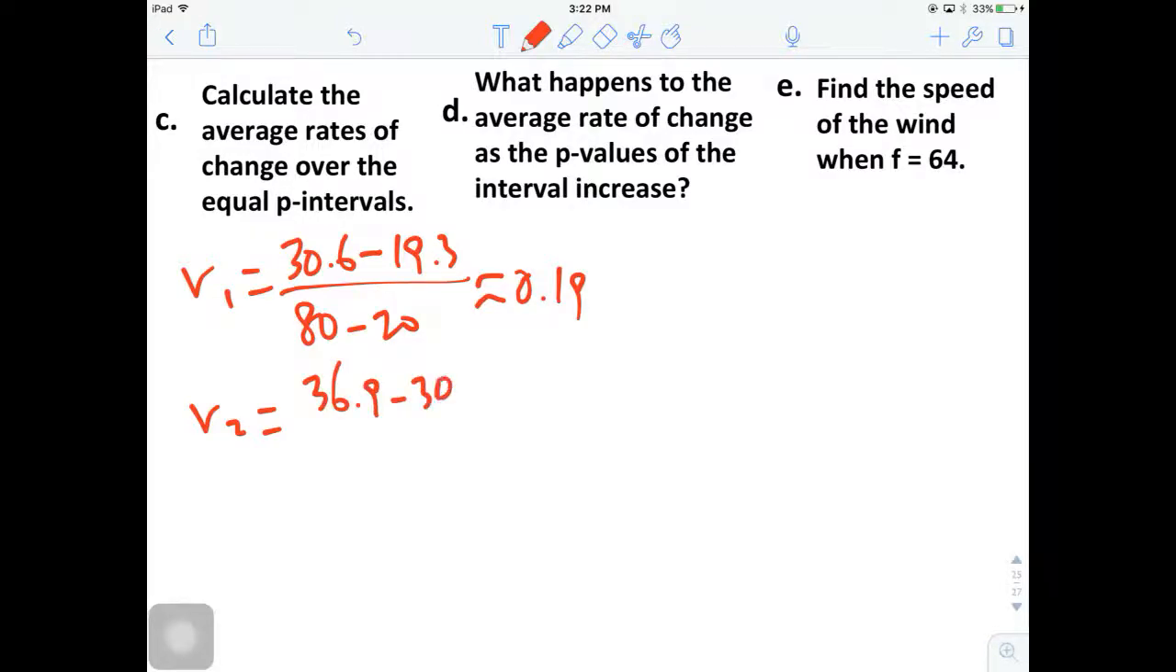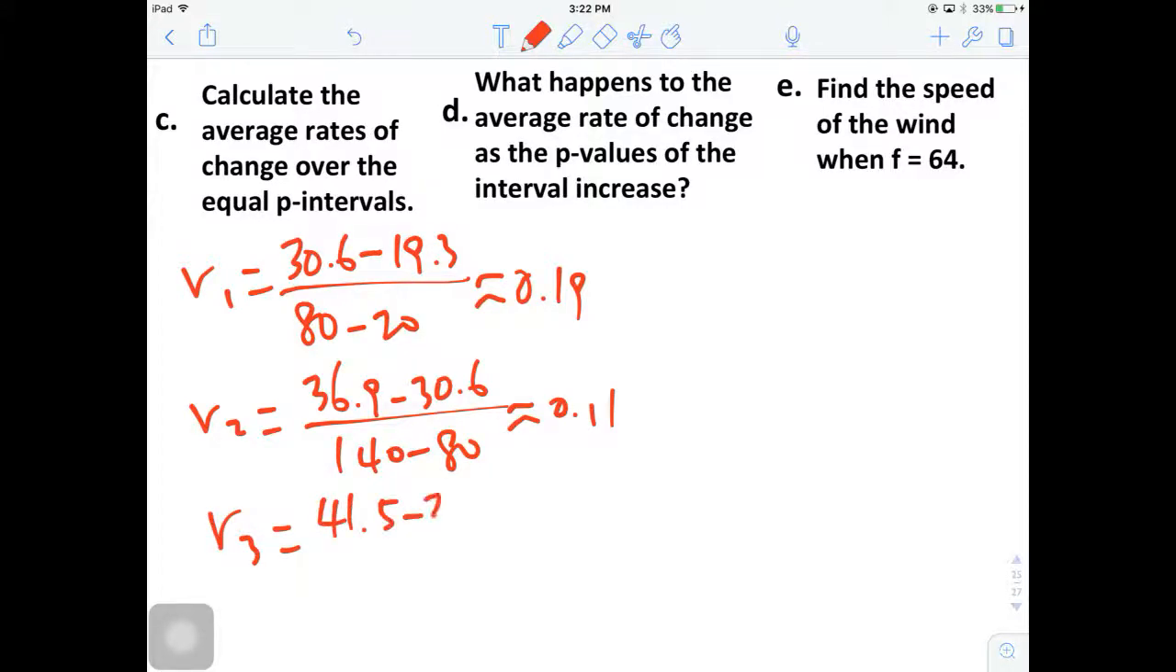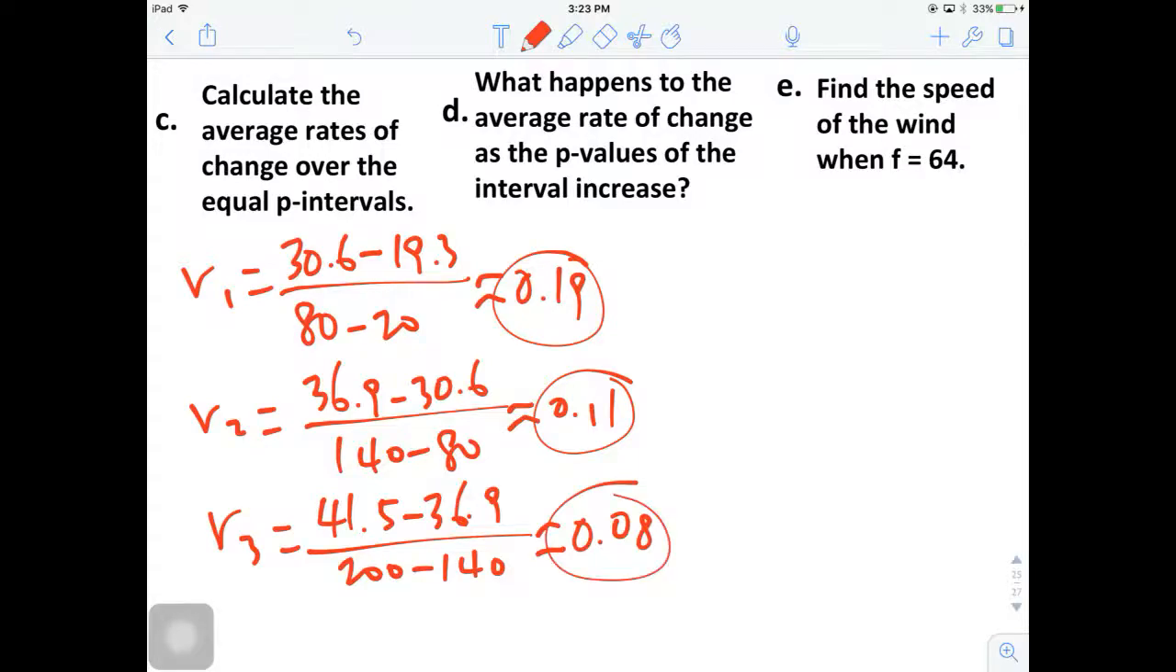And R2 is going to be 36.9 minus 30.6 over 140 minus 80. That's also 60. And you get approximately 0.11. And the third one, we have 41.5 minus 36.9 divided by 200 minus 140, which is also 60, 0.08. And again, if you take a look at the average rate of change as we go down the intervals, it is decreasing. So it is slowing down again.